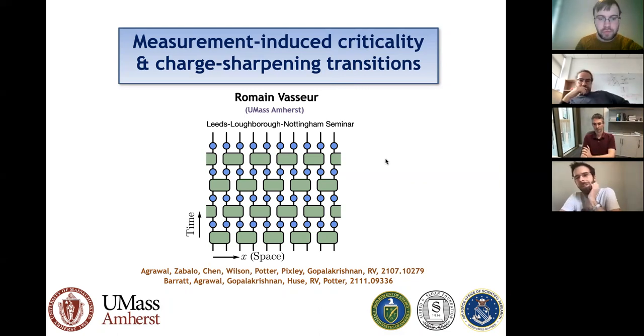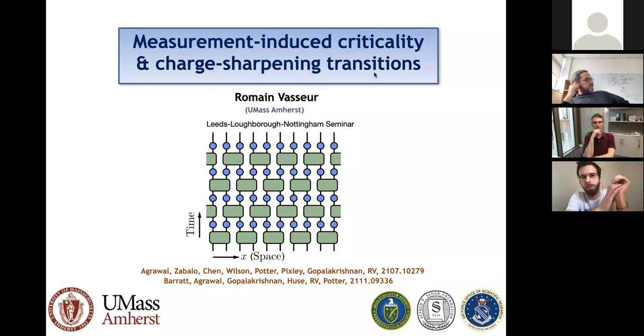So today I want to tell you about a topic I've been kind of obsessed with for the past couple of years, which has to do with measurement-induced phase transitions. It's been a relatively active topic, and you might have heard about this elsewhere. I'll try to give you a general overview of what the field is about, why people are excited, and what's new here.